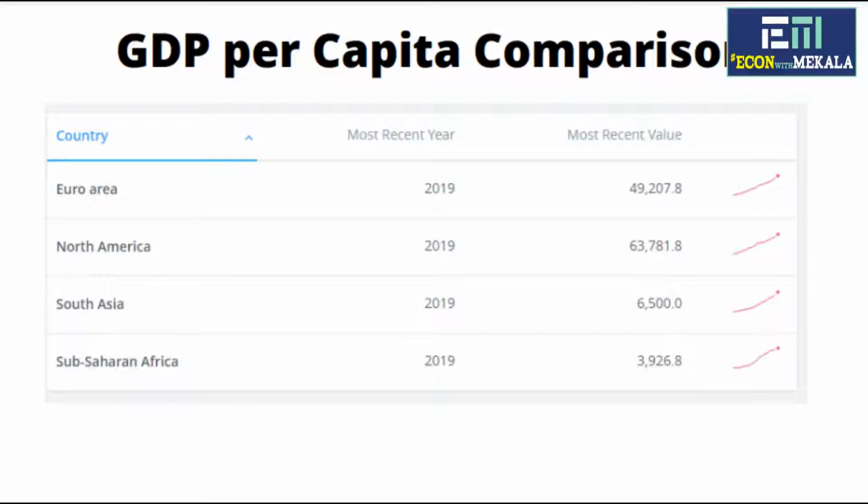But if you compare the European area and the North American region, it's not a huge gap. Comparing these two regions, considering GDP per capita, North American citizens have higher living standards compared to European citizens because their GDP per capita is higher than Euro area GDP per capita. So if you consider these four examples, you can get an idea. Using GDP per capita, we can compare living standards of citizens in different countries or different regions.